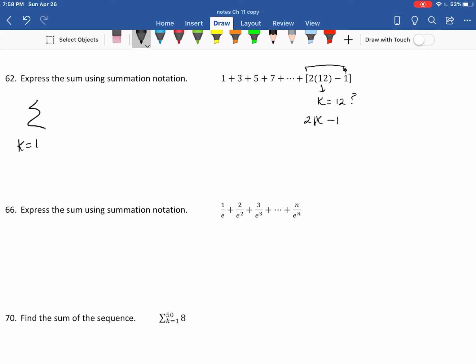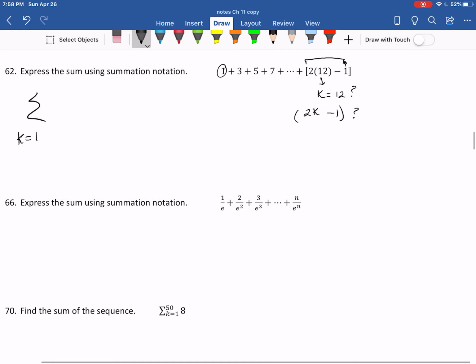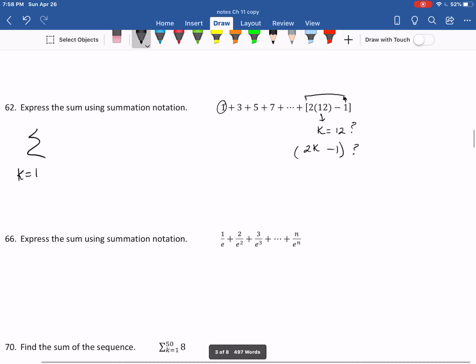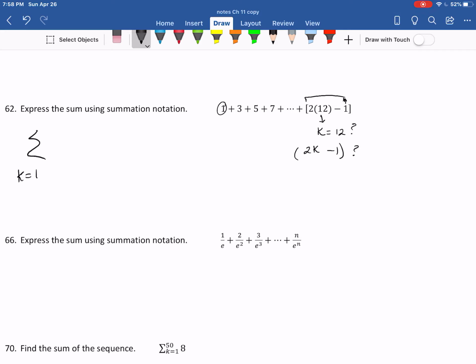Man, I can't do this very well. 2 times K minus 1. That's my thought. I'm pretty sure that's right, but we're going to test it out just to see how it works. So if that's true, and that's when K is equal to 12, back in the beginning, if K is equal to 1, is that going to work? Is that going to give you that first term? Using that formula where K is equal to 1, I think my formula is 2 times K minus 1.